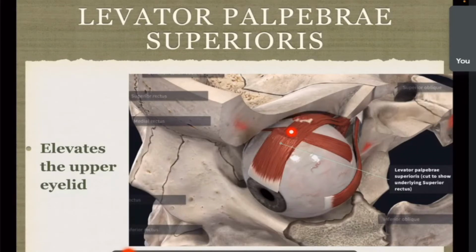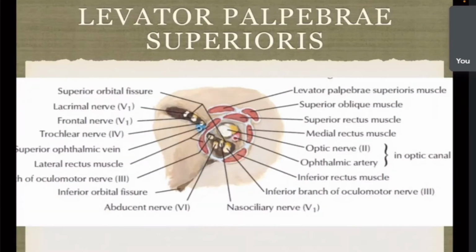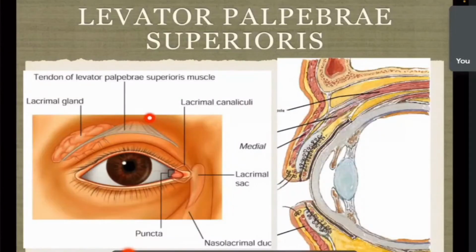Now nerve supply we saw, action we saw. Now we have to look at the origin and insertion. So tell me the origin of levator palpebrae superioris. From which bone? It takes origin from the undersurface of the lesser wing of sphenoid, above the common tendinous ring. There is a straight medial border and a concave lateral border, and this lateral border separates the orbital part and the palpebral part.